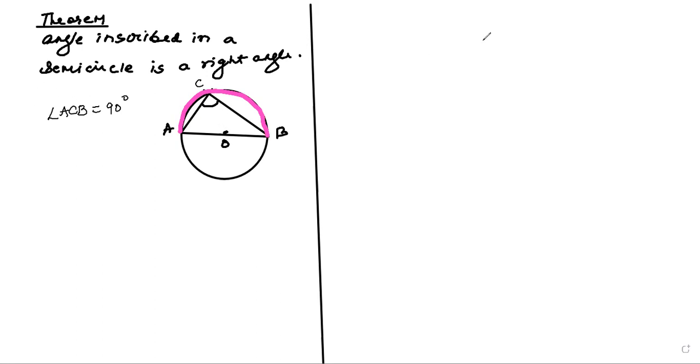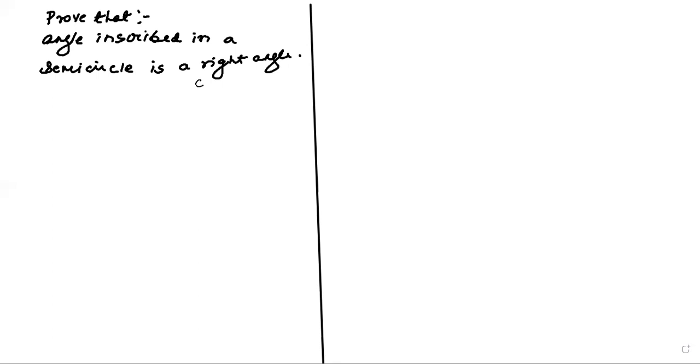Now, how is this theorem asked in your exam? Prove that the angle inscribed in a semicircle is a right angle. This is the way it is asked in your exam, children. Always remember, when a question comes in this form, you have to draw the diagram, write given, write prove that, and write proof.